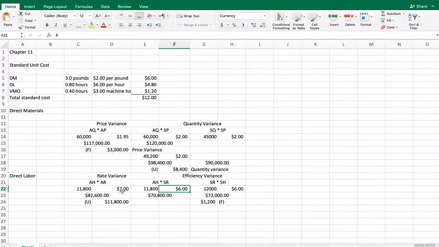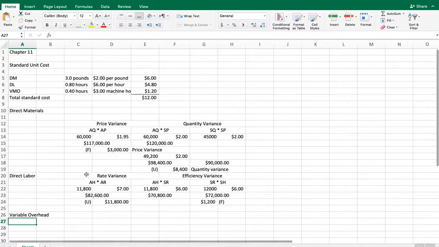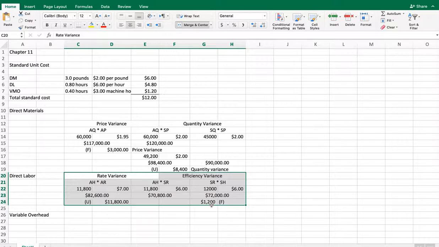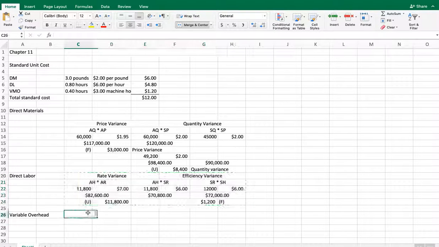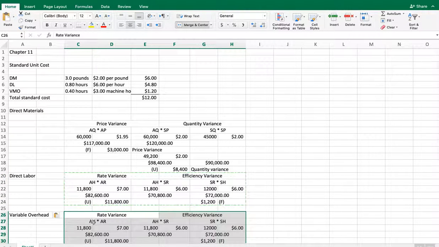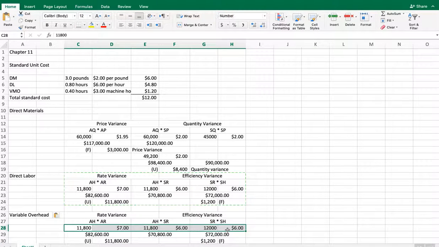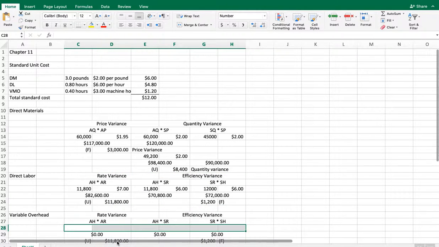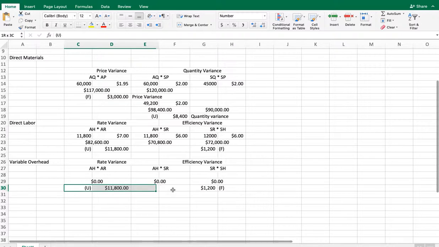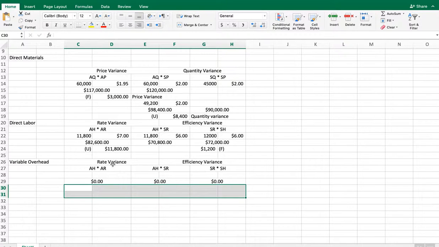Okay, now we're going to finish the video and finish this problem. And the next thing it asks us to calculate is the variable overhead rate and efficiency variances. So we have variable overhead, and I'm going to use these formulas, even though the numbers are a little bit different. I'm going to go ahead and clear out my numbers. I'm not going to make the same mistake I did before. I'm going to clear those out as well.